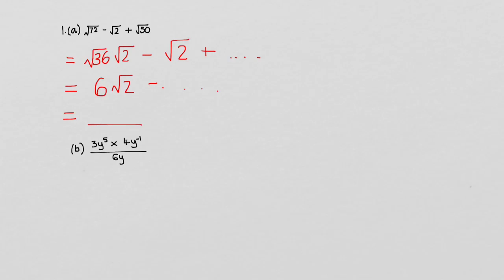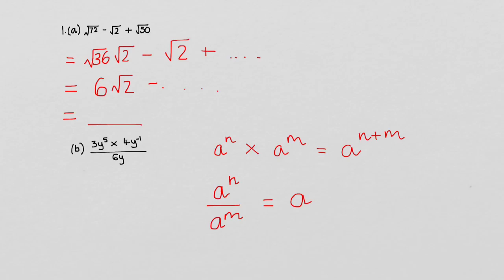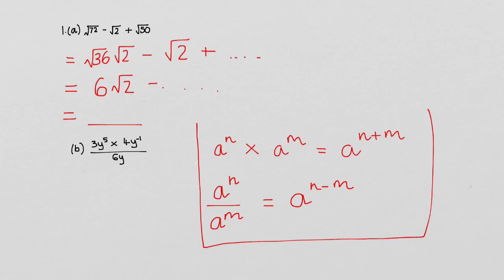For part B, you need to remember your laws of indices. So, if you do a to the power of n times a to the power of m, you're going to get a to the power of n plus m. So you want to add your indices. If you are dividing, so a to the power of n over a to the power of m, then you want to take them away. So you're going to do a to the power of n subtract m. So you can use those two laws. They're the only two you will need for this question to help you answer it.